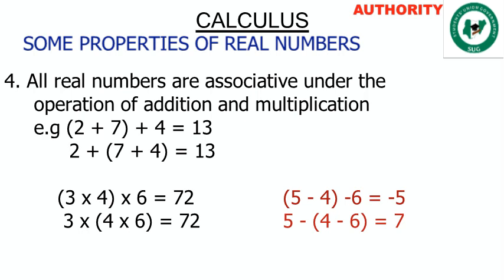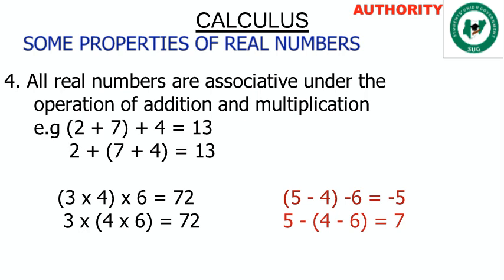And also when you say 2 plus, you open bracket, 7 plus 4, it will still give you what? 13. So you'll discover that in the first one, 2 plus 7 is in bracket, and then in the second one, 7 plus 4 is in bracket. Okay? Now that is associative under addition.